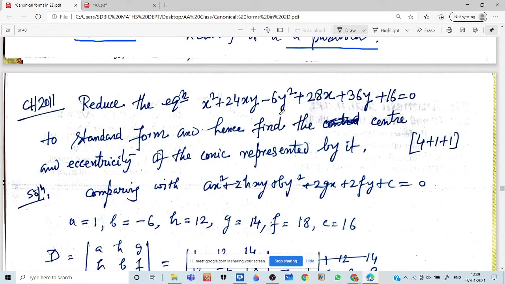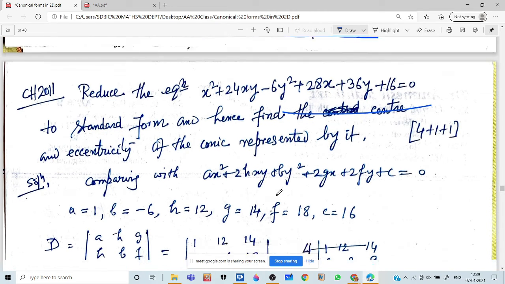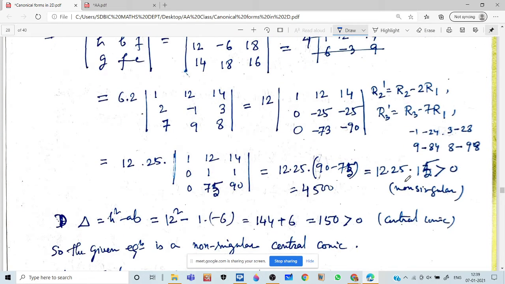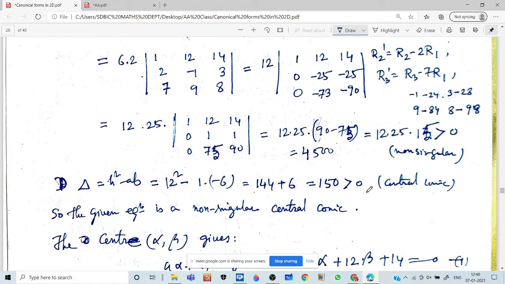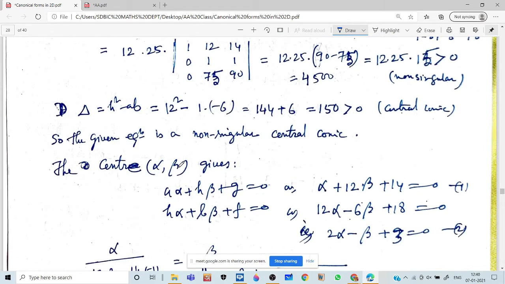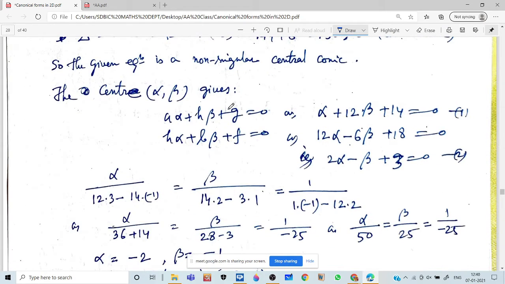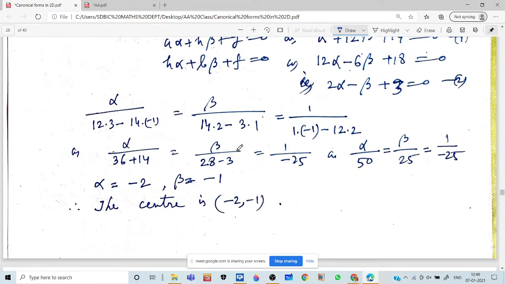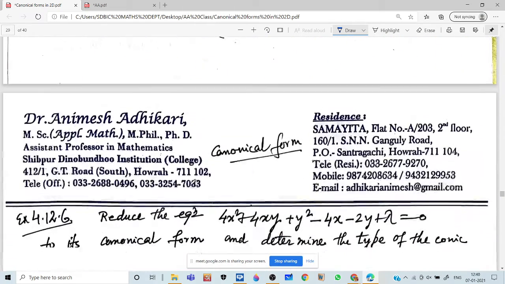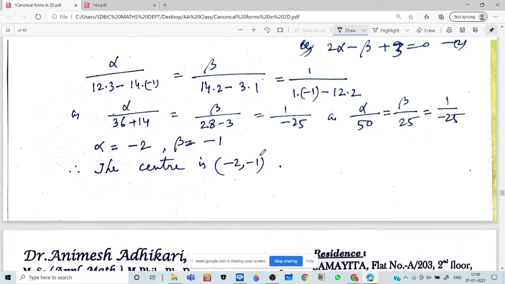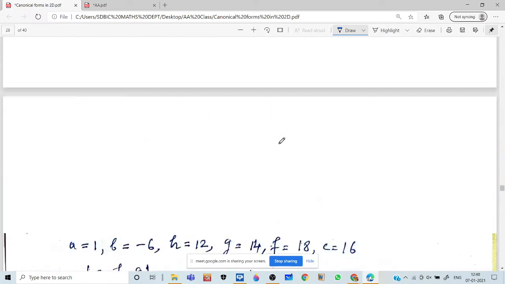Next problem: reduce the equation to standard form and hence find the center and eccentricity. So, comparing this, we get D is equal to 4500, delta is equal to 150, a non-singular central conic, so you get the center alpha, beta. Putting this value of a, ag, hbf, you get by cross multiplication the value of alpha and beta. And this is the continuation of this problem from previously.